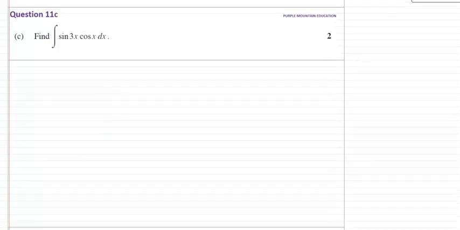Question 11c, find the indefinite integral of sine 3x cos x dx. Pause here to try it yourself.